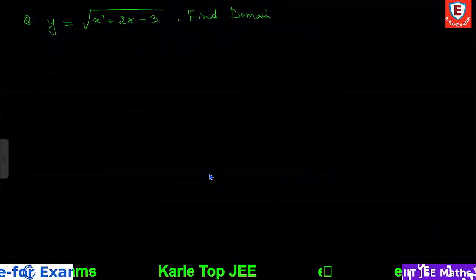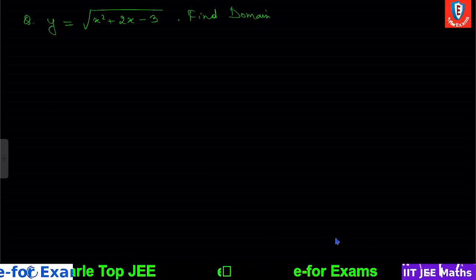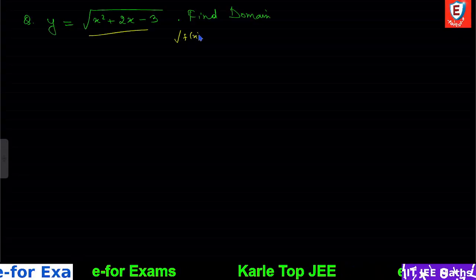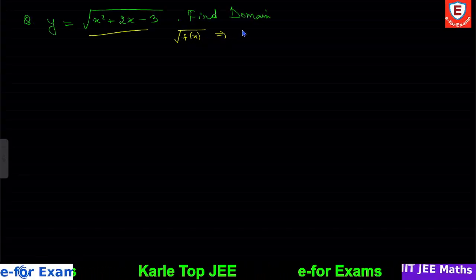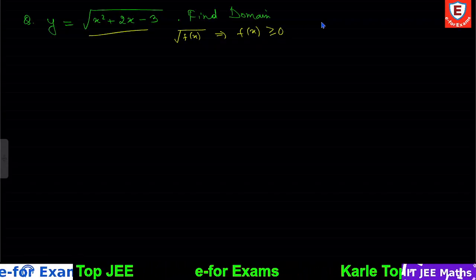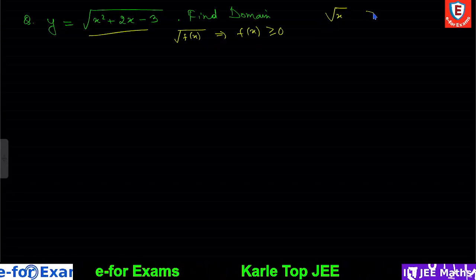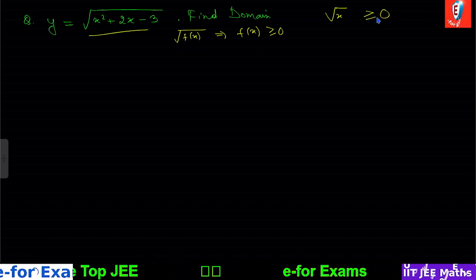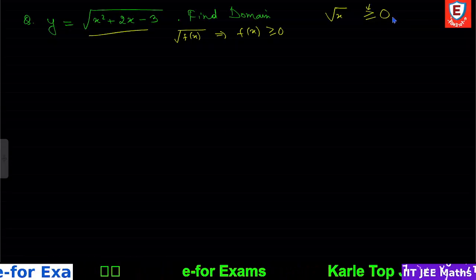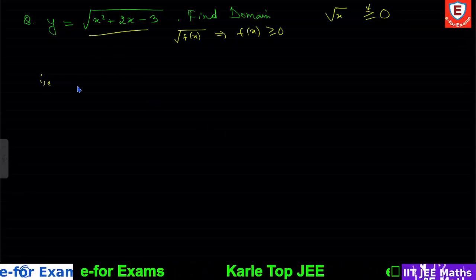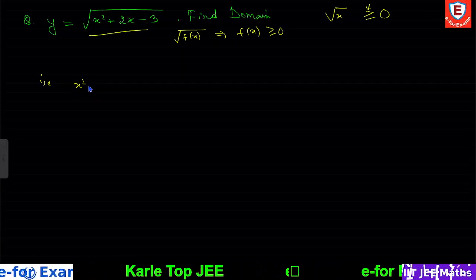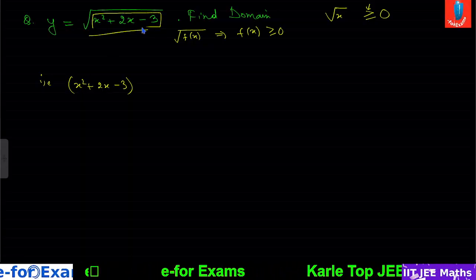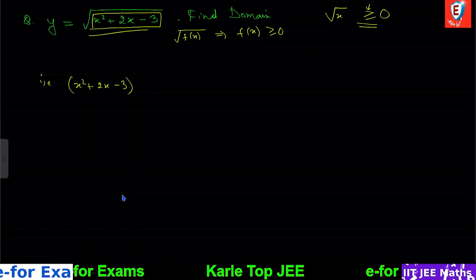Okay. Next, what format is this? It is root of f of x. This implies f of x should be greater than or equal to 0 because root over x is defined for non-negative values, right? Non-negative means it should be positive or equal to 0, right? So that is x square plus 2x minus 3. The thing inside the root should be greater than or equal to 0.